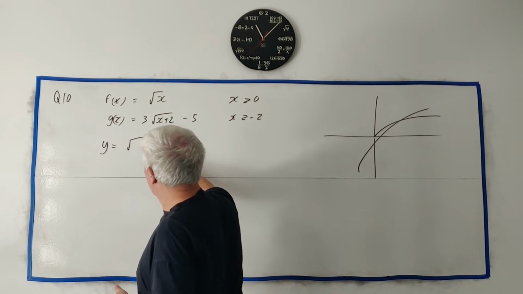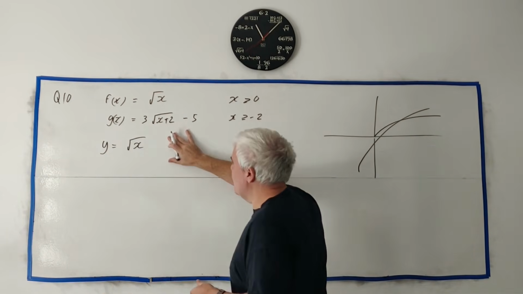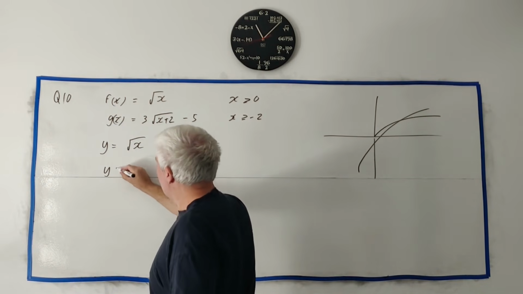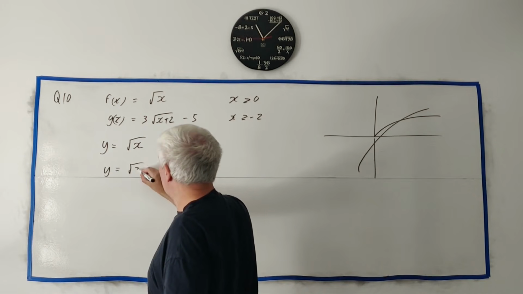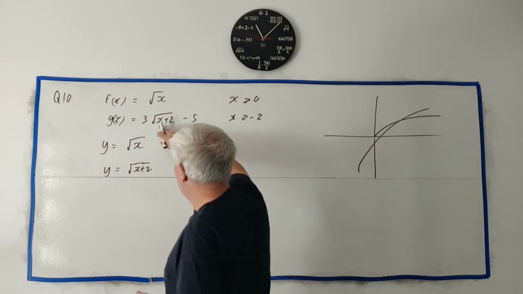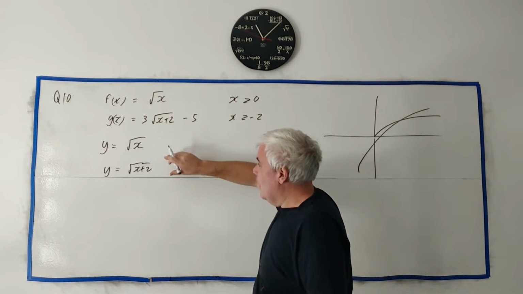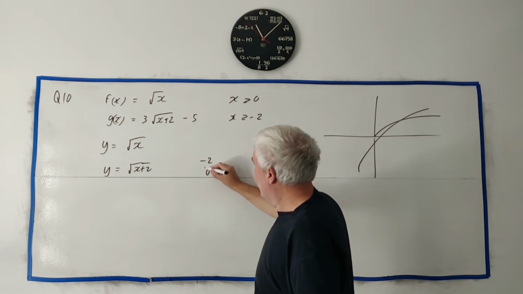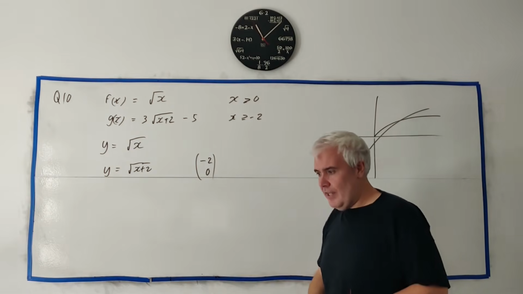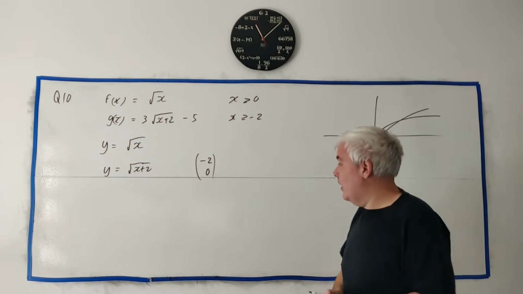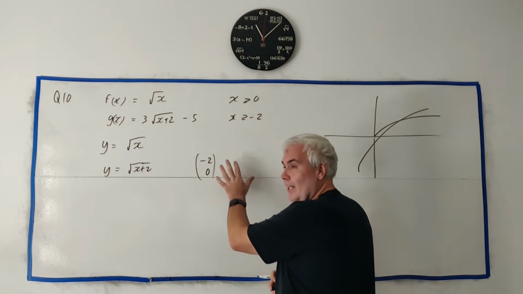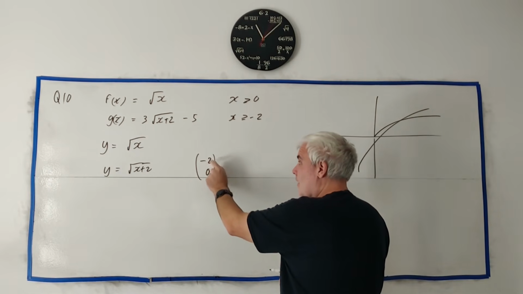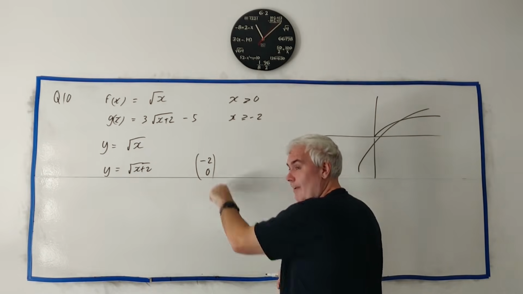y is equal to the square root of x. What needs to be done? First of all, we need to add something onto the x. So y is equal to the square root of x plus 2. Okay, we want to get this to look like that. Now, adding something onto the x is the same as moving to the left. That's how I'd write that. You can write that in English if you want, by the way: move 2 to the left. But in maths terms, it's just translating 2 to the left, which is the minus.